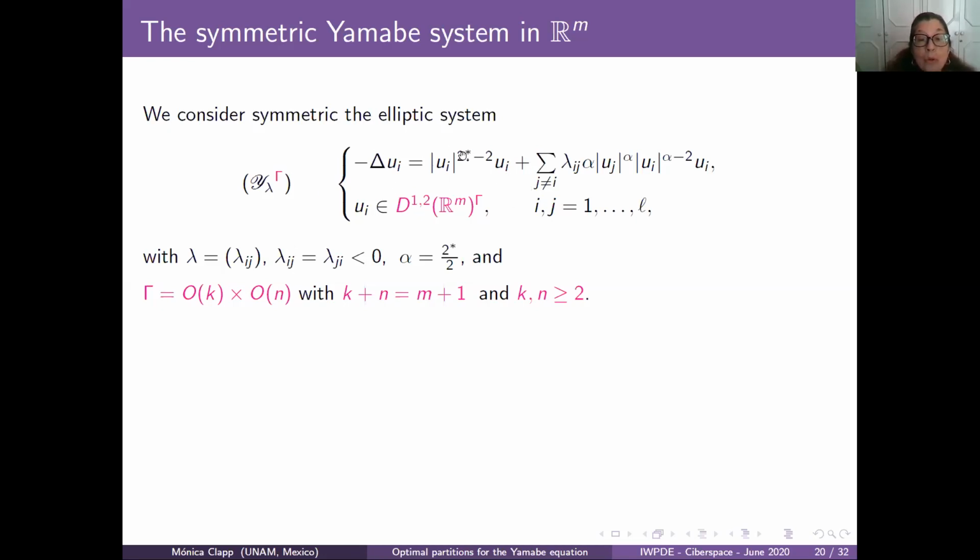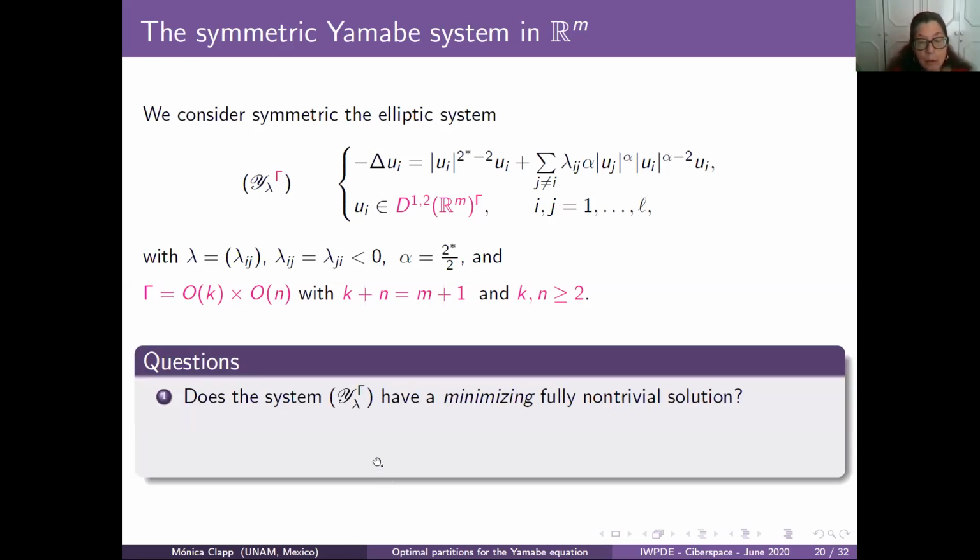So I am going to look now at the system, but I am going to be looking for solutions which are gamma invariant. So I look at the system on R^m. The lambdas, the coefficients of the interacting terms, are negative, okay? And we are looking for solutions for groups like this, where k and n are larger than or equal to 2, so that every orbit has positive dimension, okay?